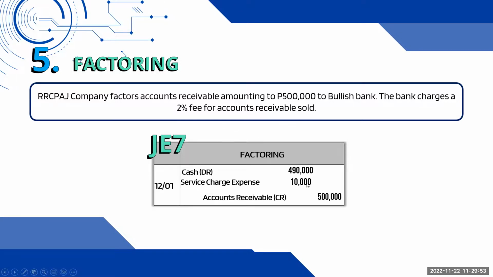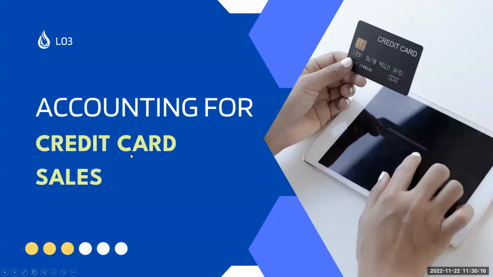And then which is 10,000, and then the cash that we received is 490,000. So as you can see, the trade-off of disposing AR is that we get cash kaagad, but not the full amount. If we waited, we could have possibly gotten 500,000. But since we wanted the cash now by factoring, we paid the factor 10,000, and then we only received 490,000 cash.